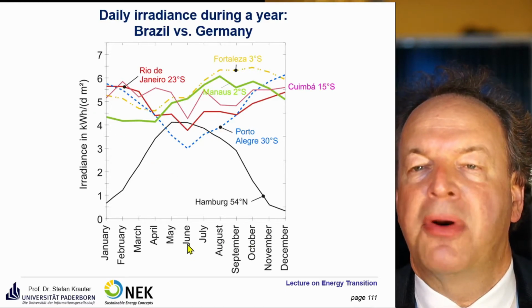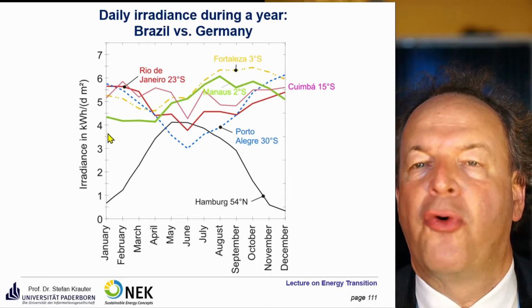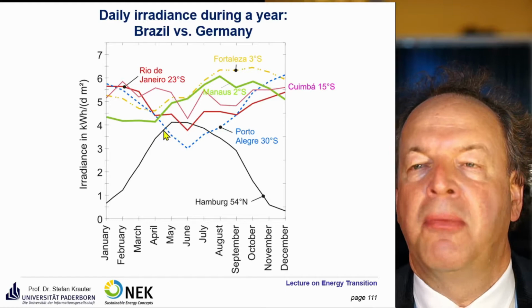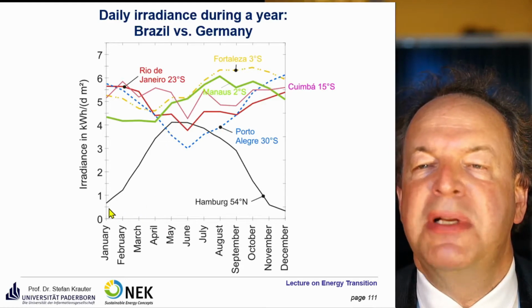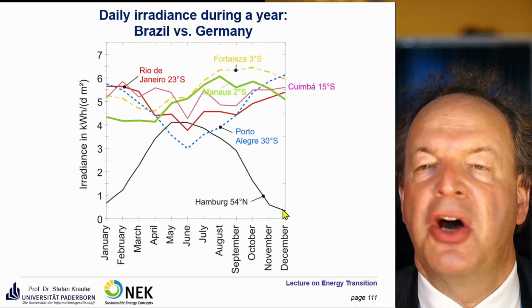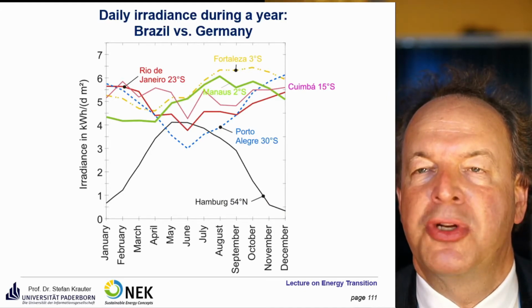So you see in summer in Hamburg even it's not bad. We have about 4 kilowatt hours per square meter per day. If you go down to winter, it's below 1, or even in December, it's in the vicinity of 0.5 kilowatt hours per square meter per day.